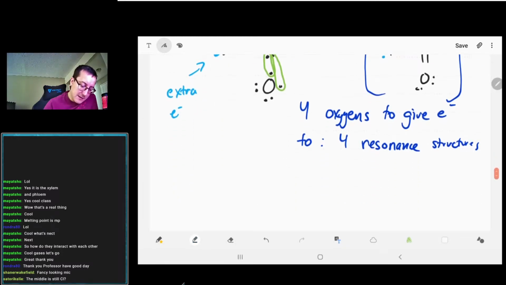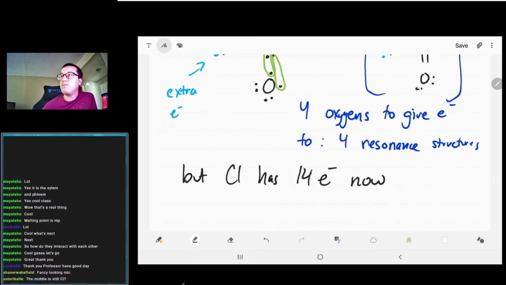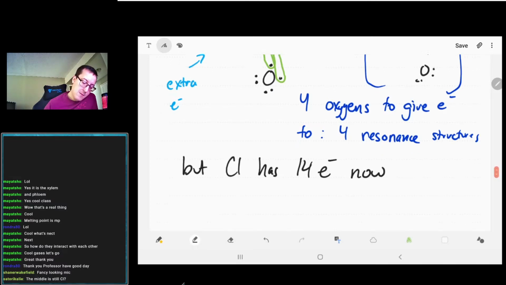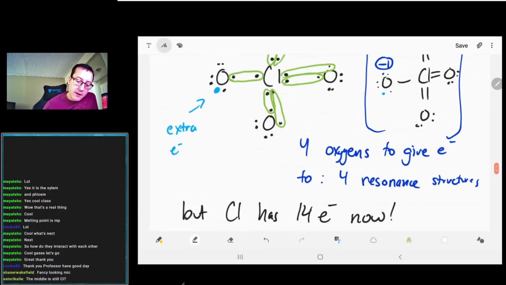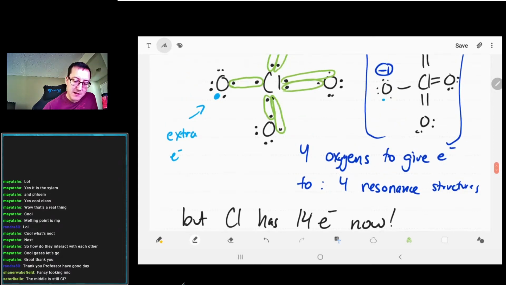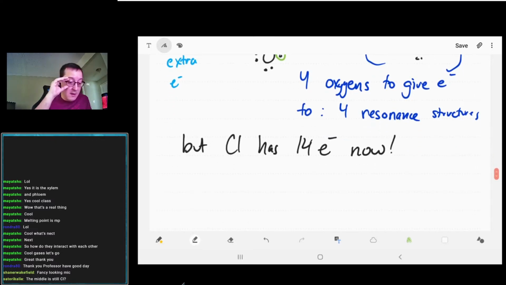Okay, you'll notice this thing. Someone said yesterday, so we're going to say, yeah, all these oxygens have 8 electrons, but this poor chlorine now has 14 of them. Like, that's way more than what it would want. Too bad. Oxygen is more important because it's more electronegative. So oxygen gets what oxygen wants.